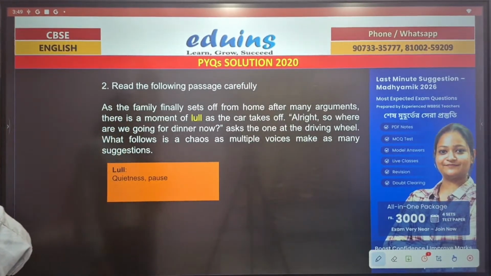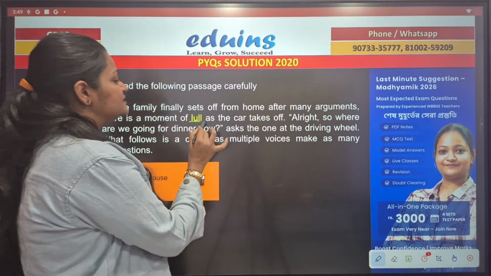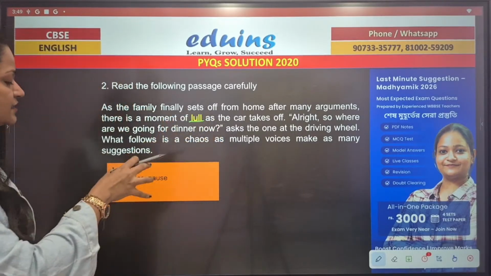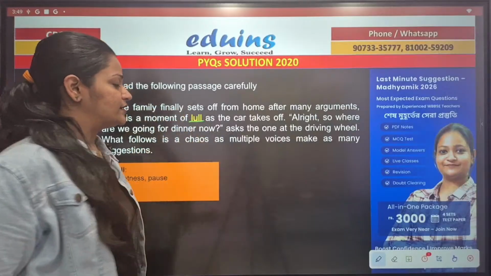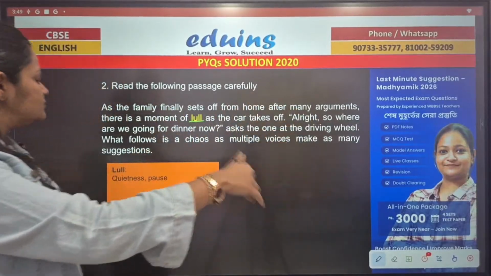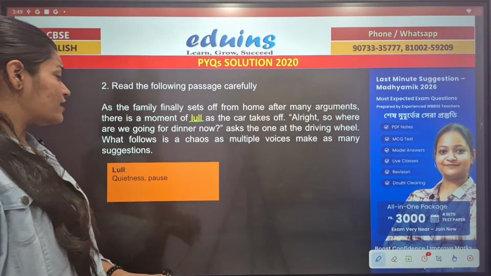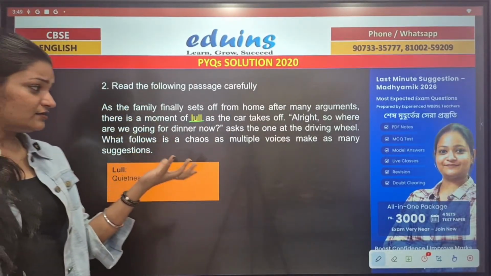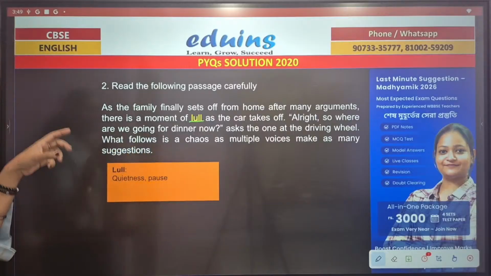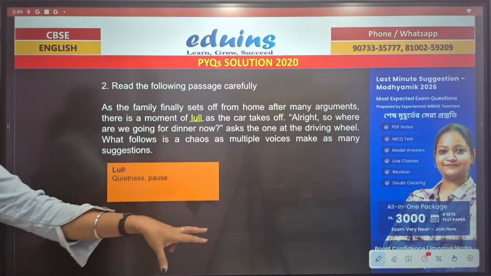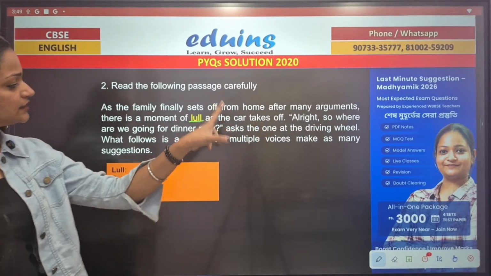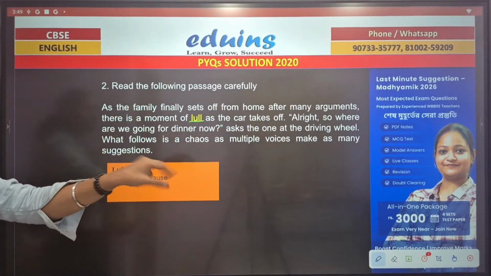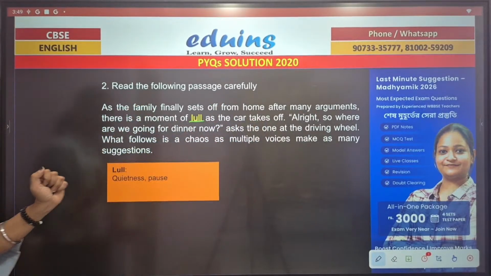Let's move on. All right, so where, after lull, which means quiet, pauseness. There is a pause or a temporary quietness, and the car takes off. All right, so where are you going for dinner? Where are we going for dinner? Someone asks, and asks the one at the driving wheel. The person sitting at the driving wheel asks, all right, so where are we going for dinner now?